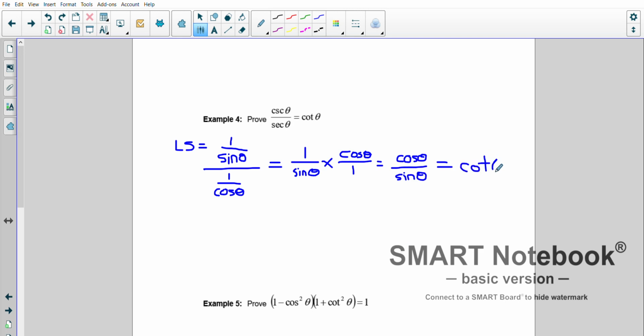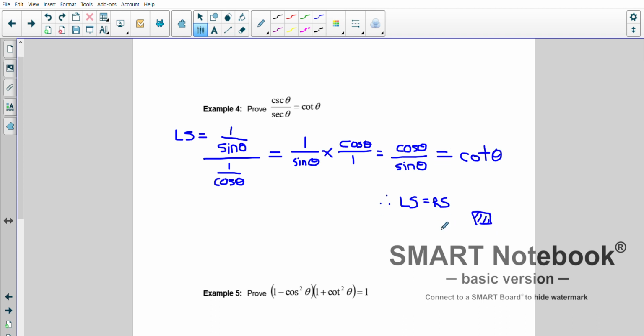So you don't have to put everything in terms of sine and cos. Like I could have made this equal to cos over sine and then made this equal to cos over sine and been done. But you don't have to. This is me just working with the left side and I made it equal to the right side. And I usually like to do a little therefore the left side equals the right side, and then finish the proof.